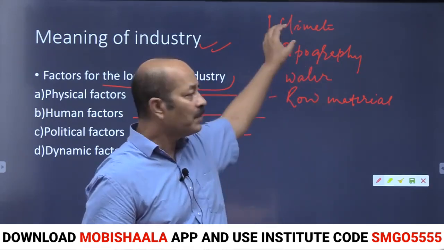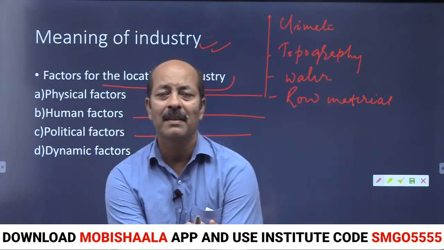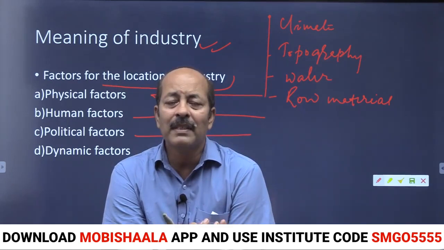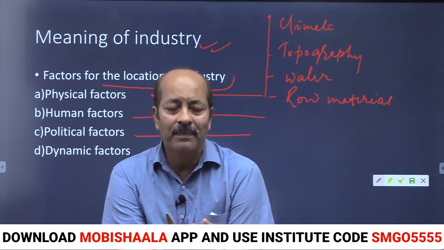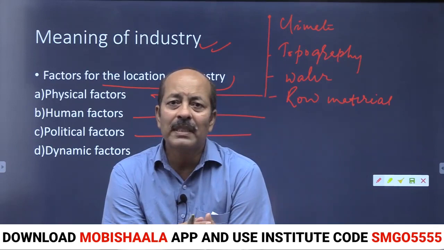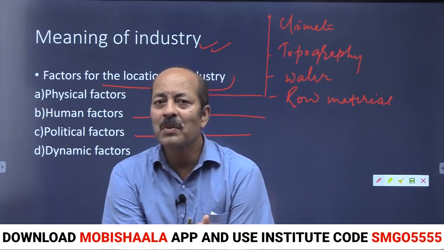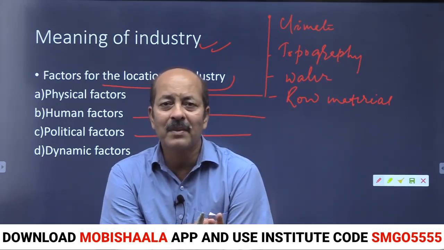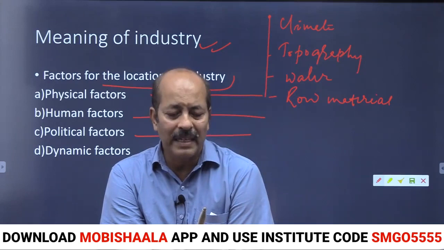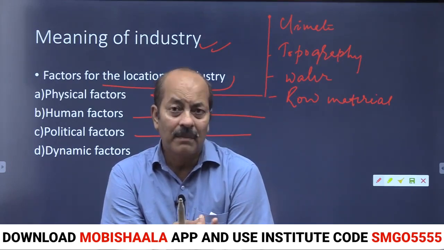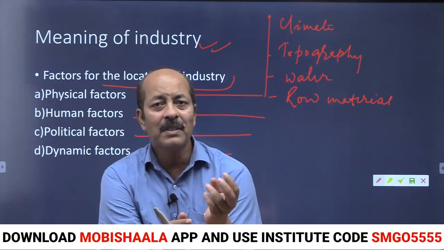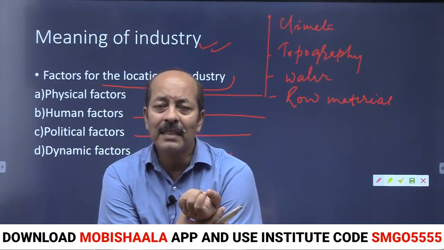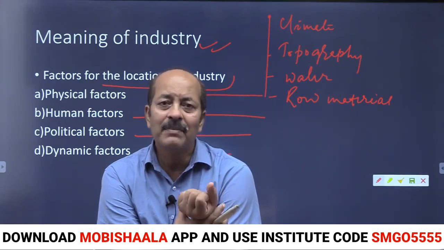First you write detailed notes, write physical factors. The first factor you write, climate. Write: suitable climate attracts industry. Most of the cotton textile industries are located close to the coastal area because there is a huge amount of moisture needed for threading or needed for cotton textile.